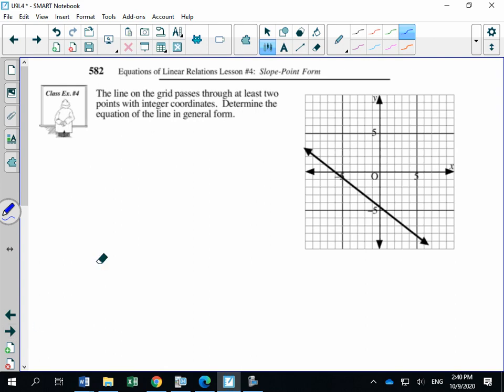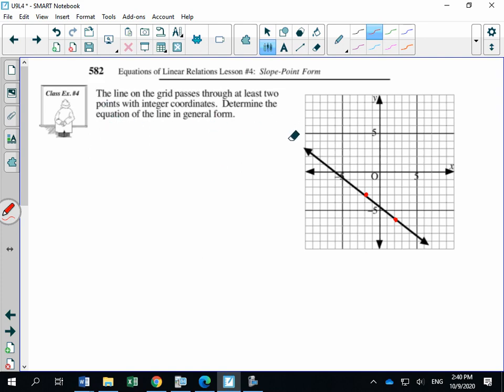Okay, so the line on the grid passes through at least 2 points with integer coordinates. That means it has points on the crosshairs that we could easily find. So if I look, what are some good points? That's a good point. No, that one is not. We've got to find good points. So that's a point, and that's a point. Okay, so there's at least 2. There's going to be more than 2 on here. So find 2 good points. Determine the equation of the line in general form.